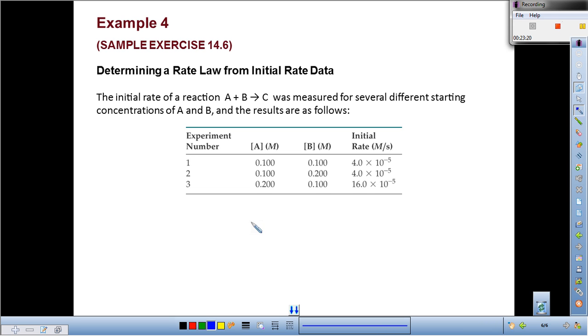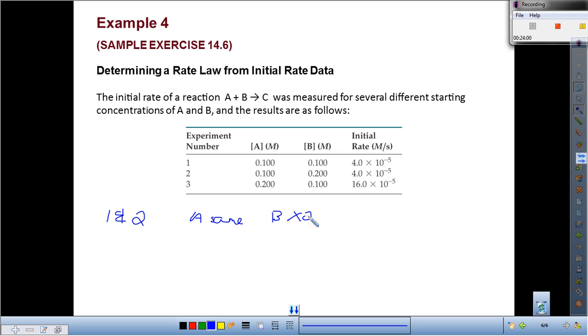So, using table logic, we want to find trials where A stays the same and B changes. Let's look at trials 1 and 2. What happened in trials 1 and 2? A stays the same, it's constant. What happened for B? Well, B doubled, because it went from 0.1 to 0.2. So we doubled the concentration.